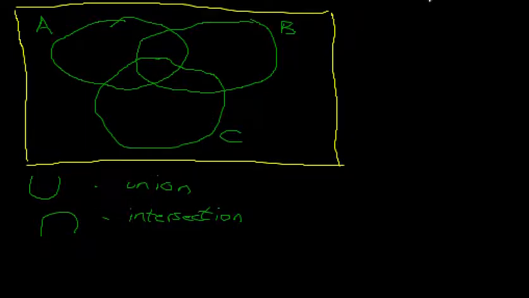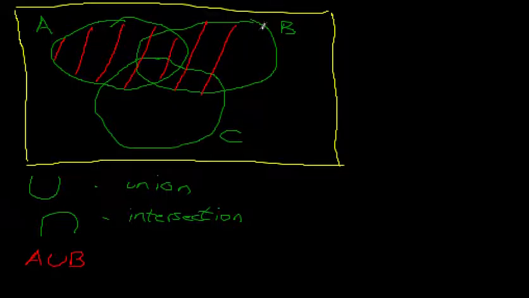So, for example, I'll try and color coordinate it. If we were interested in A union B, then that would be everything in A. I'll shade the region that I'm talking about. A union B is everything in A or in B. Okay, so it includes the bit in the middle.